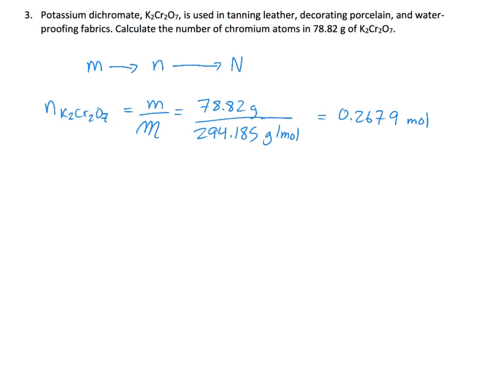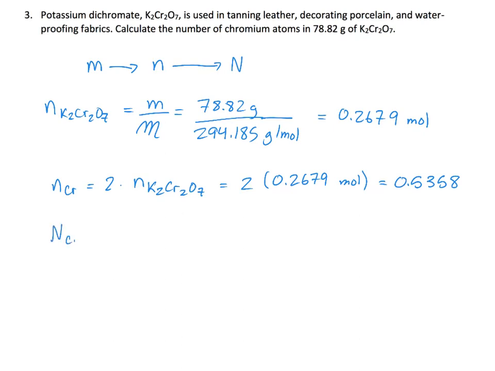For the moles of chromium, that actually equals 2 times the moles of K2Cr2O7 because we have 2 chromium atoms in every formula unit of K2Cr2O7. That's 2 multiplied by 0.2679 mole. Equals 0.5358.